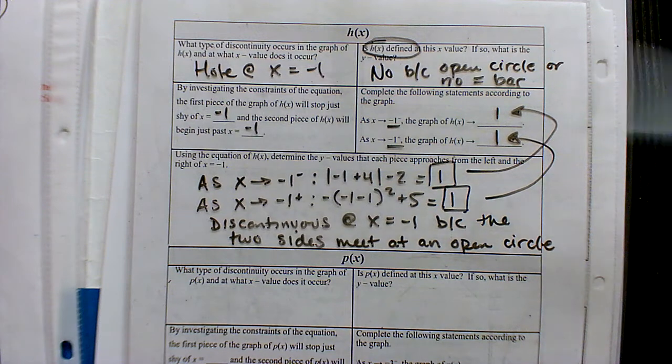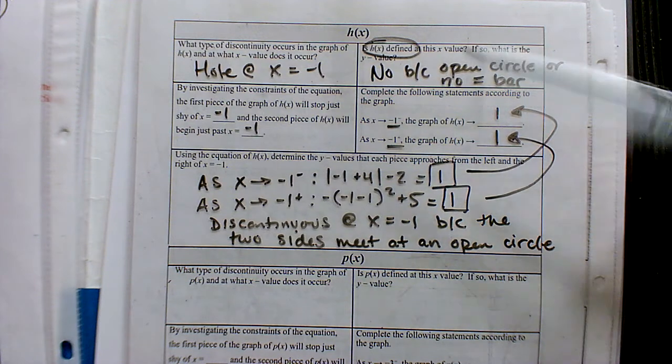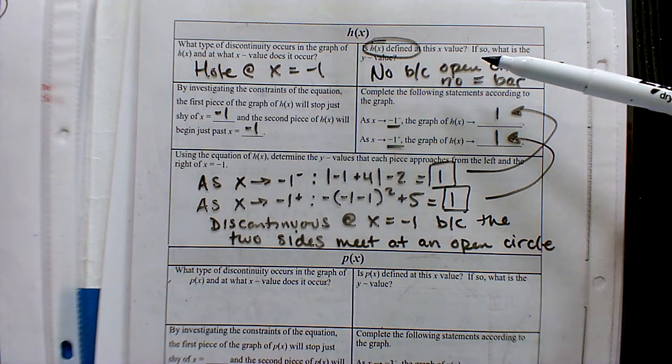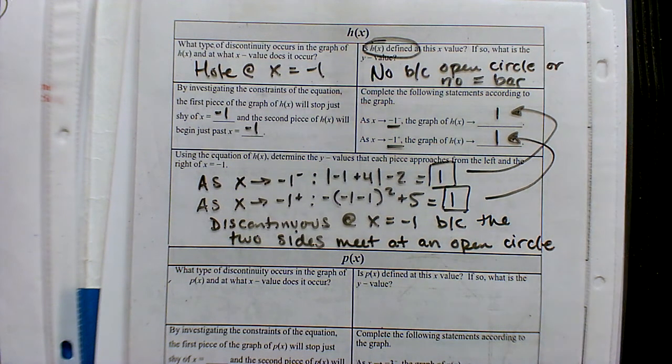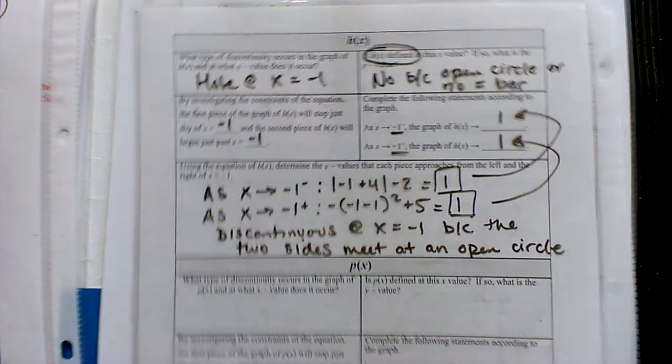Can we see that based off the analysis? They're going to meet up, but we said up here that there was no point there. Okay, aka open circle. So that's what's giving us the hole. Let's check out our last one of P.